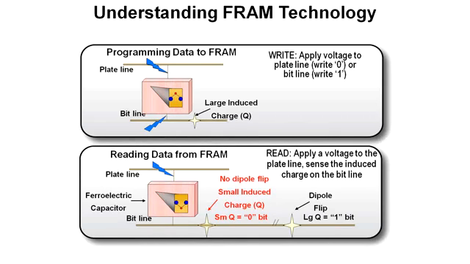Reading from the FRAM requires applying an electric field across the capacitor similar to a write. Depending on the state of the crystal, it may get repolarized and emit a large induced charge. That charge is then compared to a known reference to estimate the state of the crystal. The stored 1 or 0 is inferred from the induced charge.